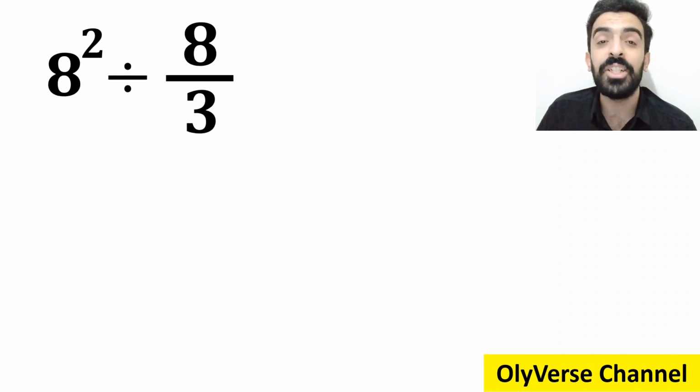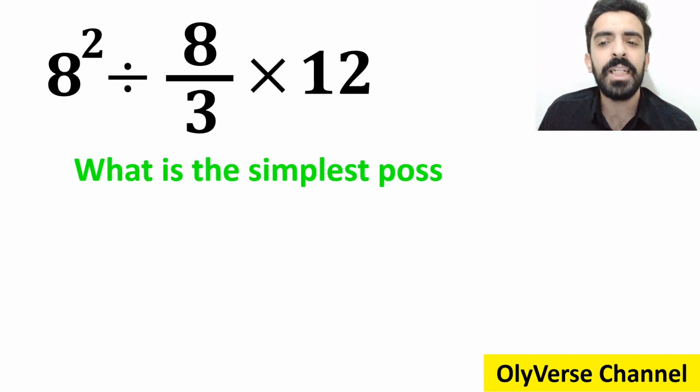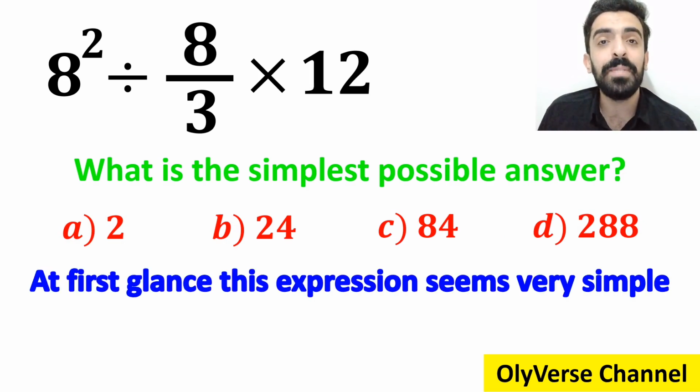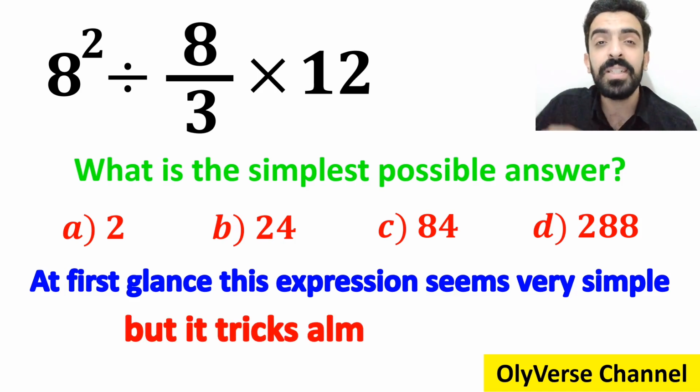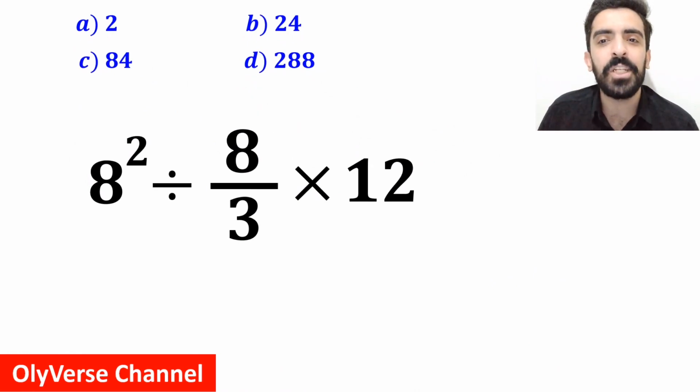If we have the expression 8 to the power of 2 divided by 8 over 3 multiplied by 12, then what is the simplest possible answer for this expression? Which option do you think is the correct answer to this question? At first glance, this expression seems very simple, but it tricks almost everyone. Let's dive in and break it down step by step together.